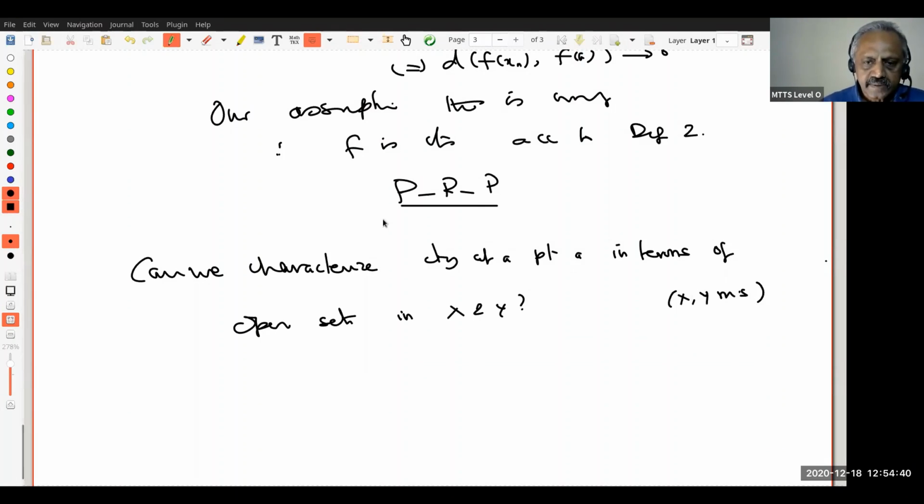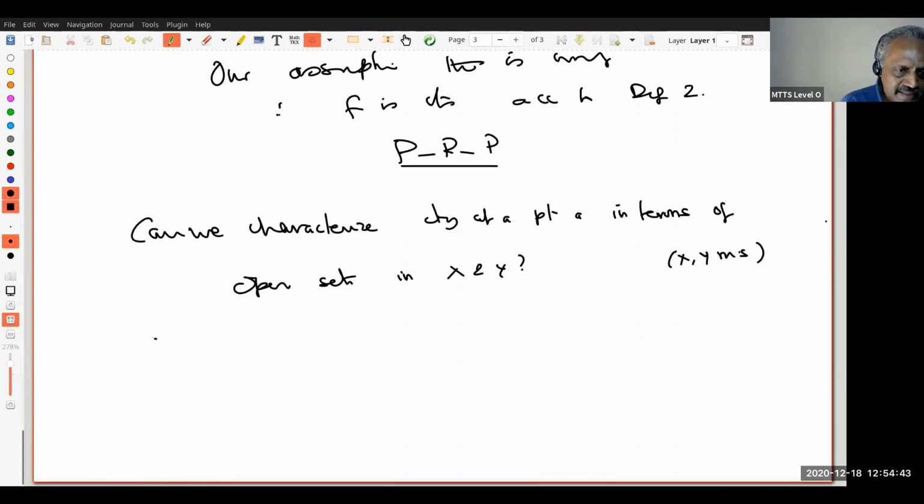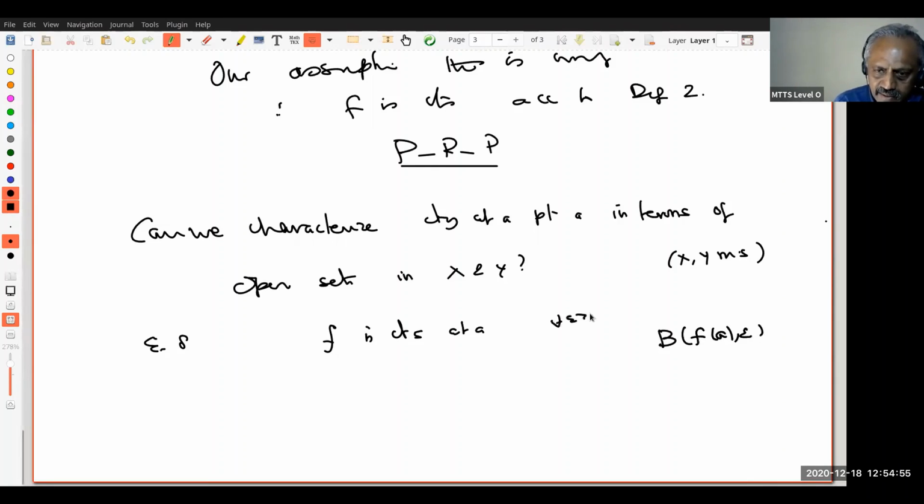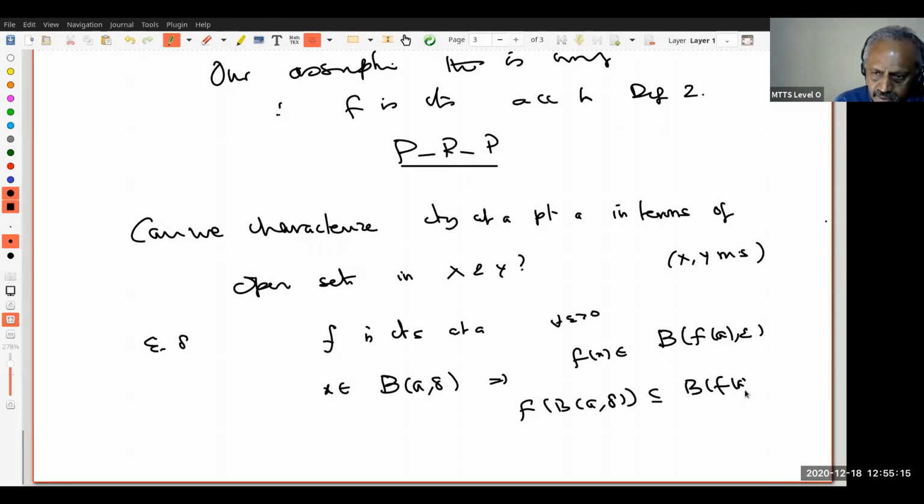So let us look at the epsilon-delta definition. What did it say? If f is continuous at a, you start with an open ball B(a, epsilon). For every given epsilon, I have an open ball. Then what did I find? There exists a delta so that if x belongs to B(a, delta), it implies f(x) belongs to B(f(a), epsilon). That is, f of B(a, delta) is contained in B(f(a), epsilon).